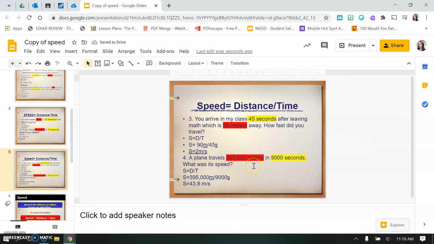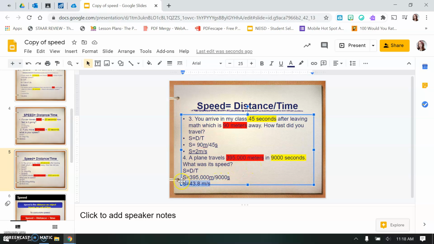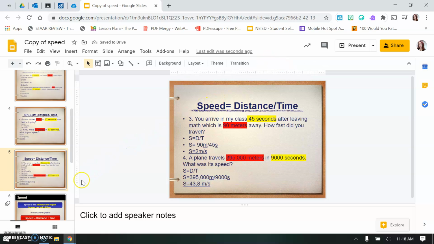Okay, so let me know if you have any questions or concerns about calculating speed. We'll be doing a lot of these problems together over the next couple weeks. And I will definitely be offering tutoring so I can help you with any of the assignments.